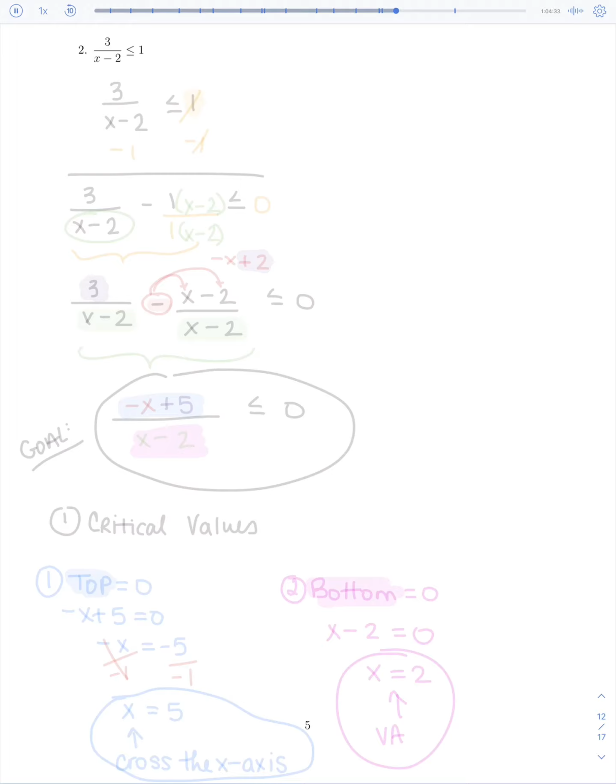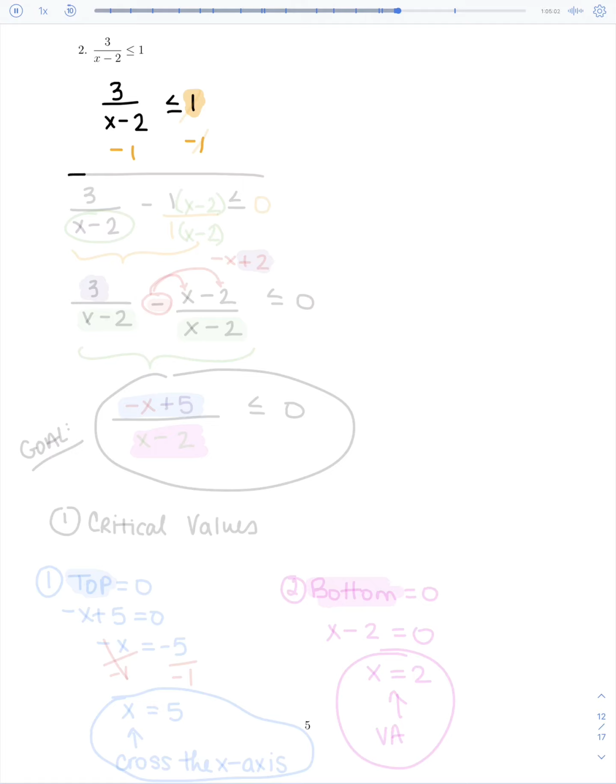In problem 2, we've got 3 over x minus 2 is less than or equal to 1. So this problem is almost perfect. There is one minor issue, which is that the right-hand side is a 1, not a 0. So I need to move the 1 over to the other side so that I have a 0 on this side. So we'll subtract 1 from both sides.